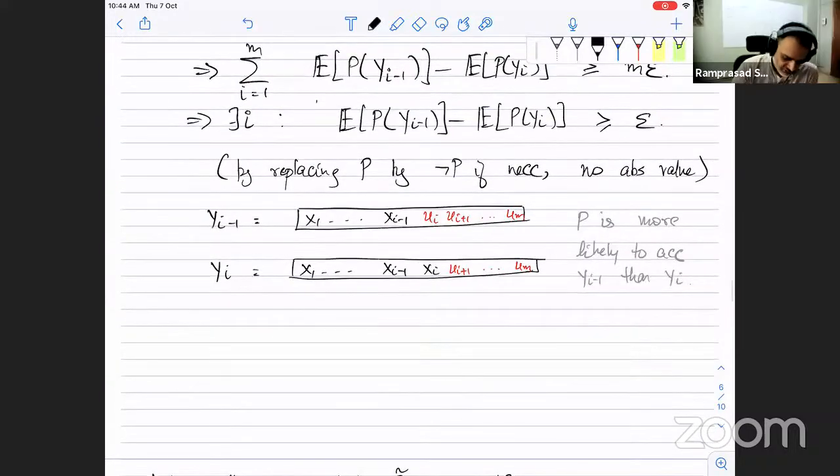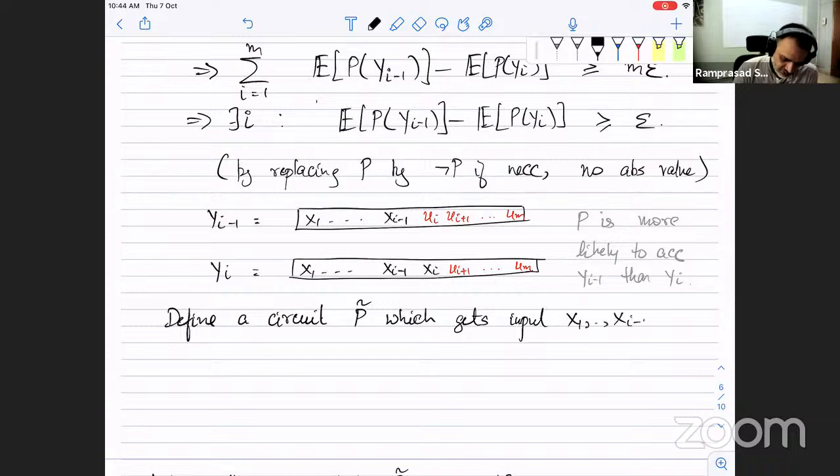Okay, so what are we going to do? So I'm going to define a circuit P tilde, which gets input x1 through xi minus 1, and somehow I'm trying to predict what the next bit should be. So what is a natural thing that you can do at this point? What is a good way to predict the next bit? Any thoughts?